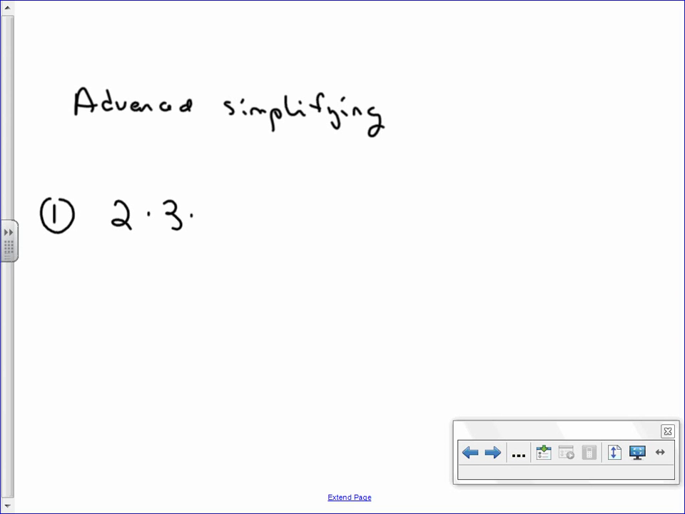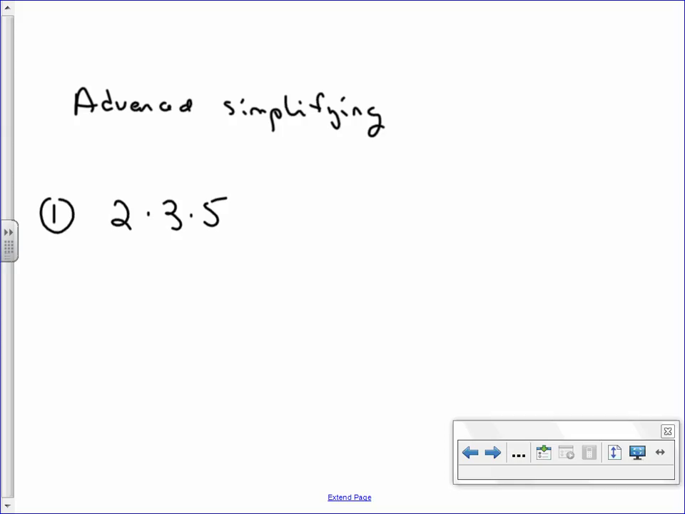2 times 3 times 5. Not even any x's. This is an advanced, but it sets the stage for how to do these problems, right? If I asked you to multiply this and I said no calculator, I don't want to know the answer. I know you're doing it in your head. How would you do it? What's the first thing you would do?